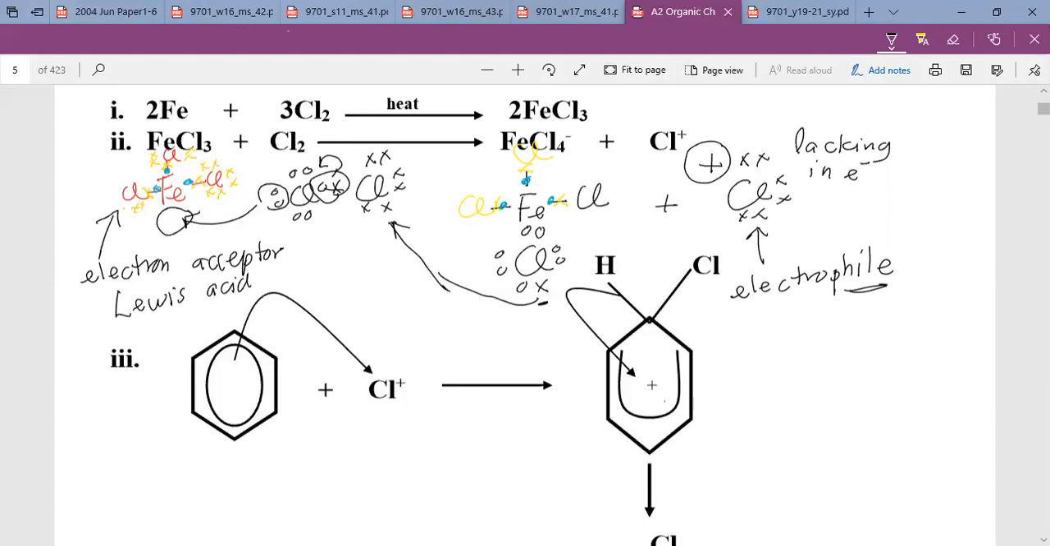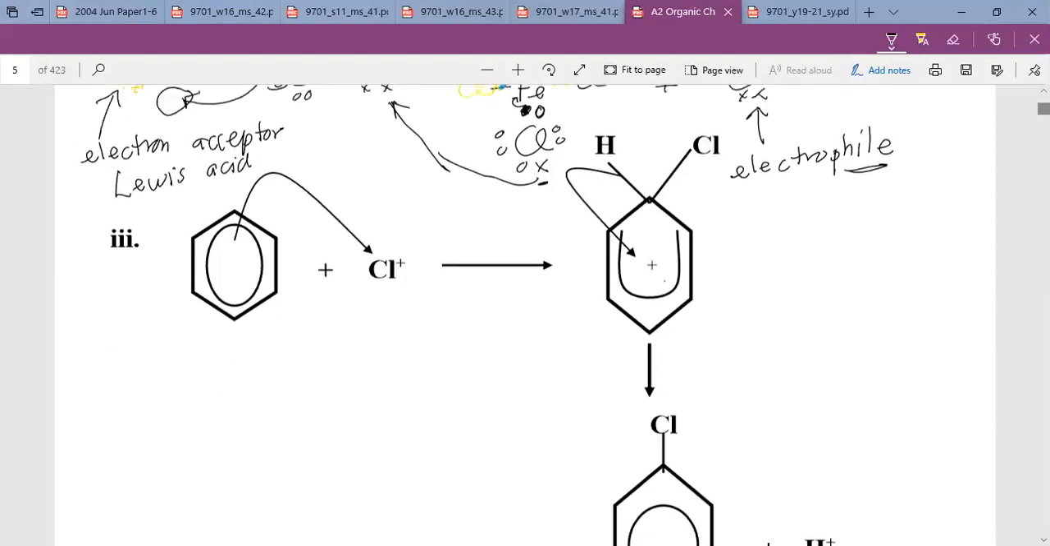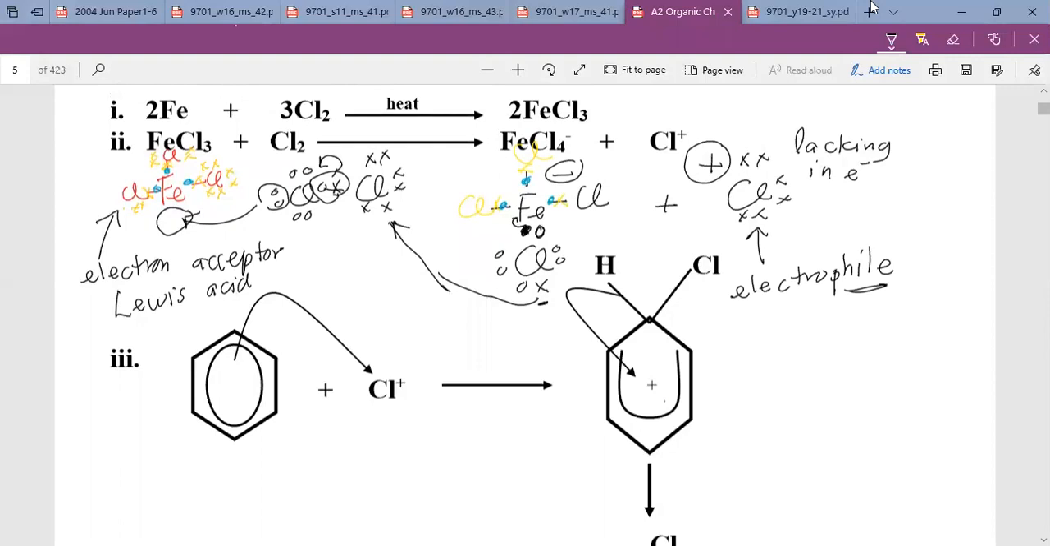Now, of course, FeCl4 becomes negative. Why negative? Well, it has gained one electron. Remember, this is a covalent bond, so this electron is being held back by chlorine as well, and it is being taken into the iron. So it's one negative. Now we begin. Of course, this equation will be asked.